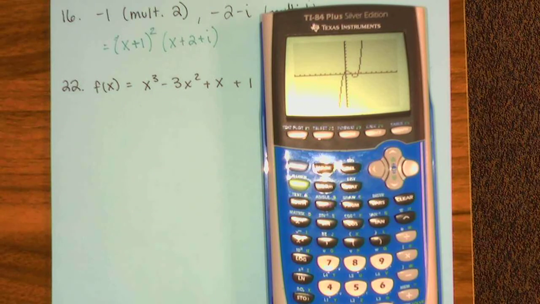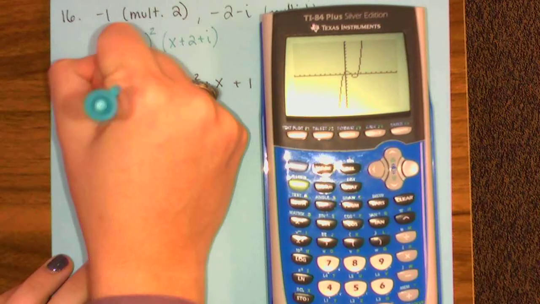Alright, so the fundamental theorem of algebra says a polynomial function of degree n has n complex zeros, real and non-real. Some of the zeros may be repeated. So what is the degree here? 3. So how many complex zeros do I have? Okay, so 3 complex zeros.